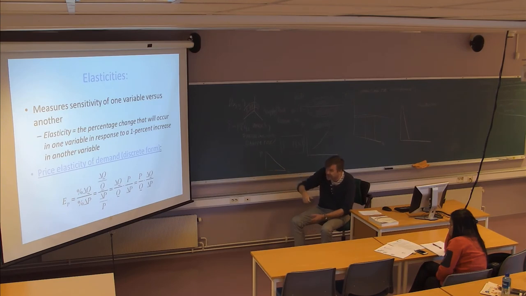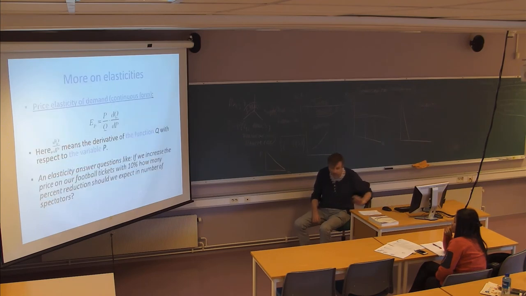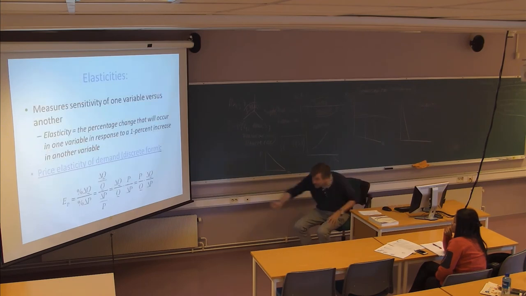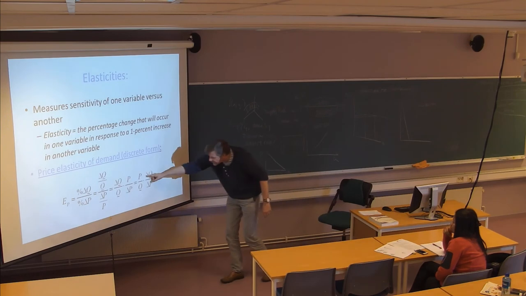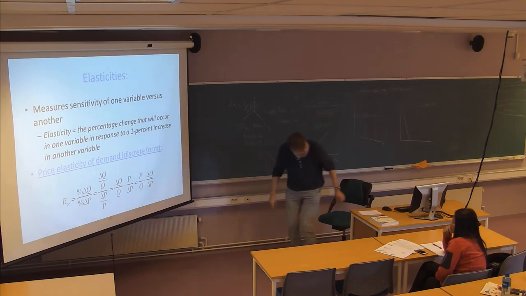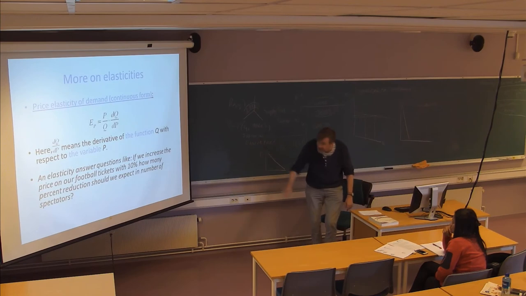meaning that if we can observe two situations in a market, we can observe one price, another price, one quantity and another quantity, we can compute this directly by taking these differences and performing the calculation. But in many cases, it's more convenient to look at it in a continuous form. And in a continuous form, we replace this delta with a simple d, as you can see has been done here.